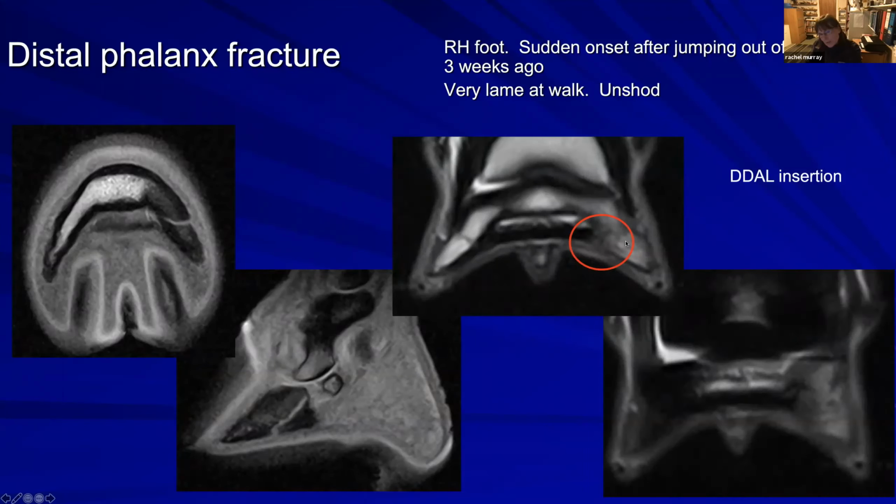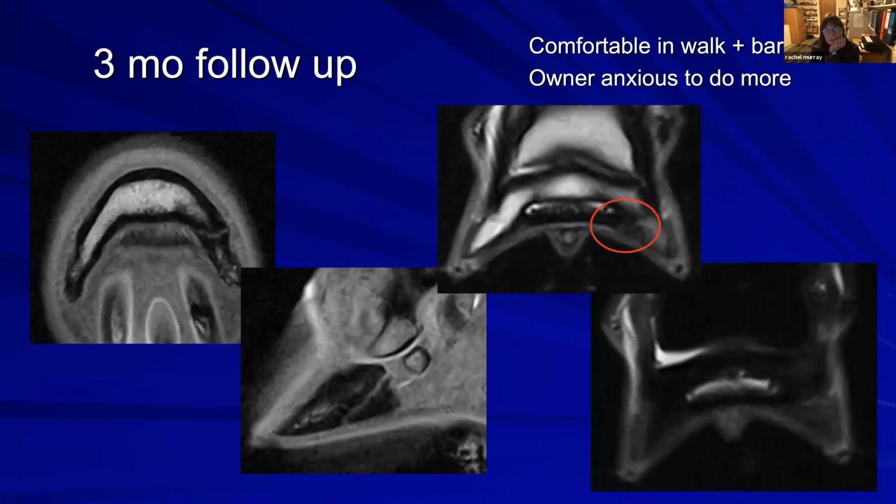And this involves the insertion of the distal digital annular ligament on the medial side, and it's often the medial side in my experience. So we followed this out. We MRI'd this at 3 months. This is a stallion who was particularly unimpressed with staying in a stable. He was shod in a bar shoe and was significantly more comfortable at this stage.